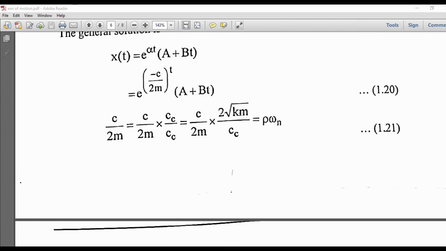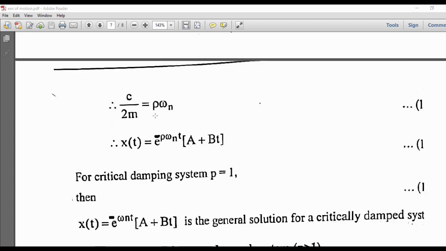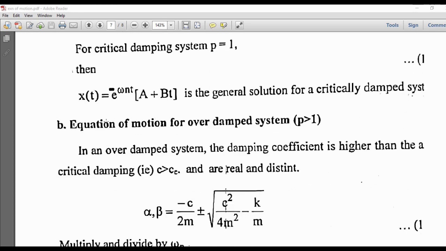So I can substitute this in place of c by 2m. So the equation becomes e power minus p omega n t into a plus pt. So this is the equation of motion for a critically damped system. Now let's move on to the equation of motion for an overdamped system.